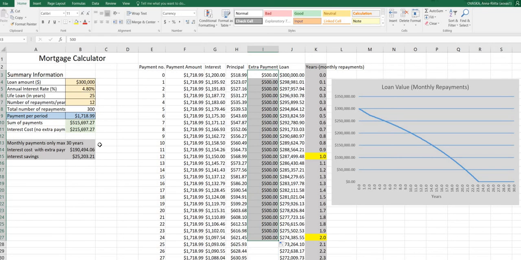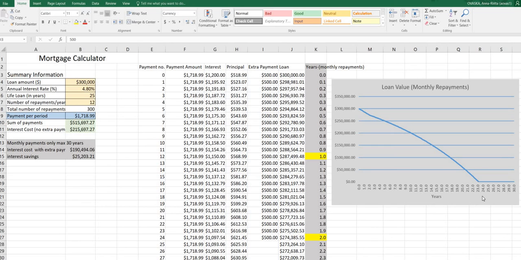Let's have a look at what's happened over here. By making those extra $500 a month, which is an extra $12,000 that I've paid into my loan, it has saved me $25,000 in interest. Normally, without those earlier repayments, my interest cost would have been $215,000, but by making those early payments of an extra $500, I reduced the total interest paid by $25,000.